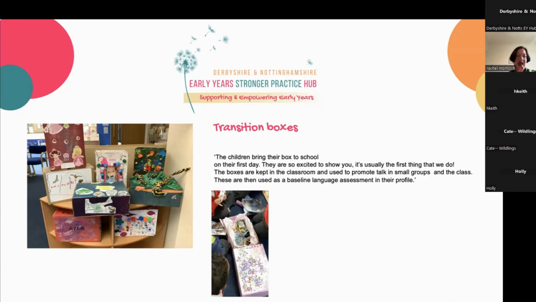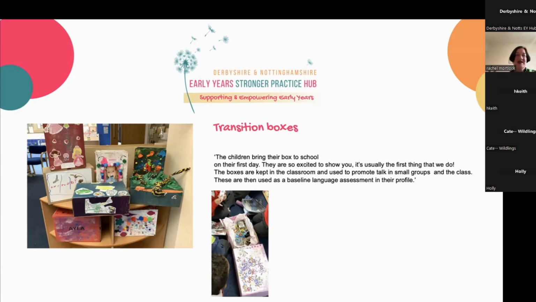But the boxes are kept in the classroom. They're really visible. They stay there for quite a long time. The children get an opportunity to talk about their box to the other children in the class. I have some lovely photos of that, but unfortunately I'm not allowed to share them because I don't have permission to share them in this context as part of that.